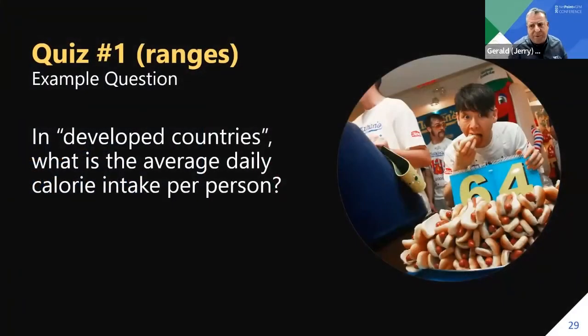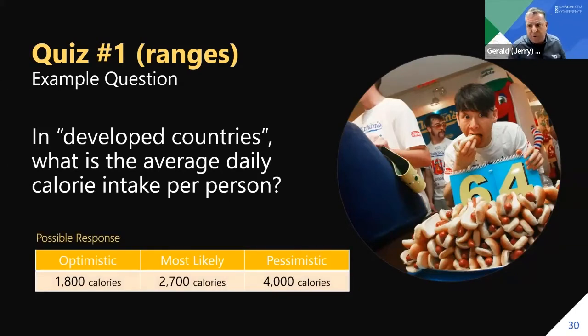To give you an example of what the questions are like, here's an example question. In developed countries, what is the average daily calorie intake per person? The response we're trying to get from the various students is, what's your most likely value? So you may specify it as 2,700 calories. Pessimistic is 4,000. The optimistic is 1,800. And guess what that is? There would be a series of 15 questions like this.